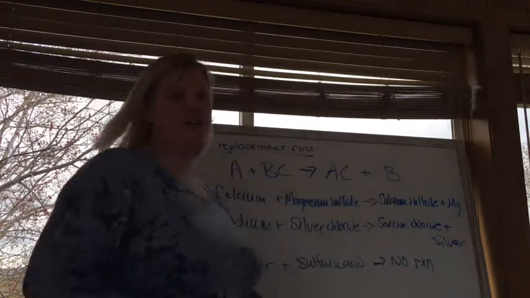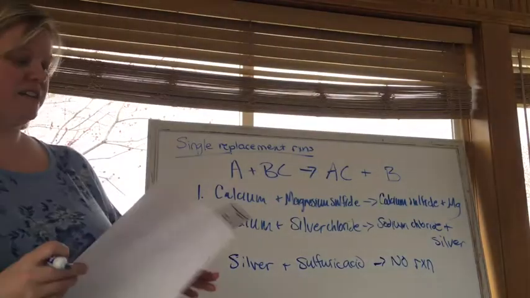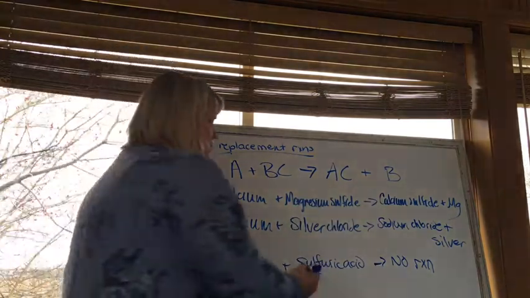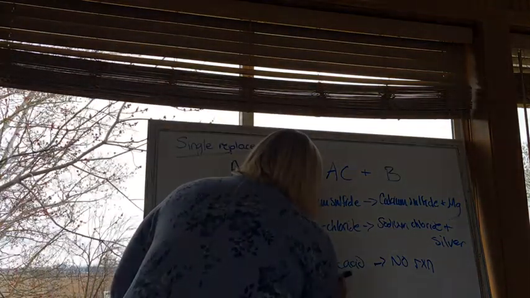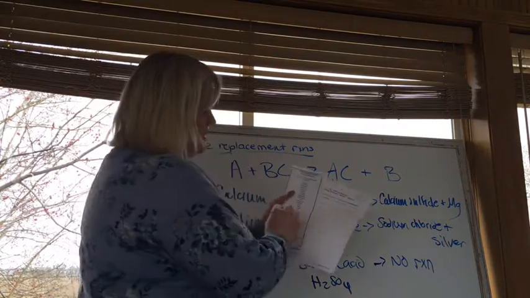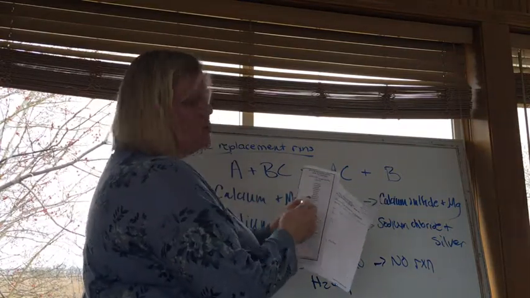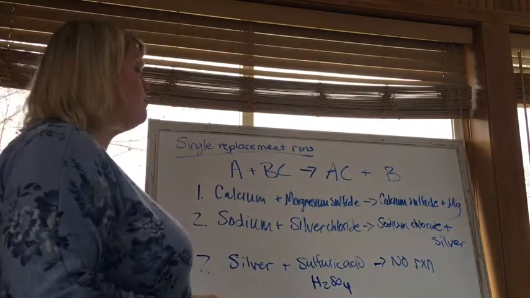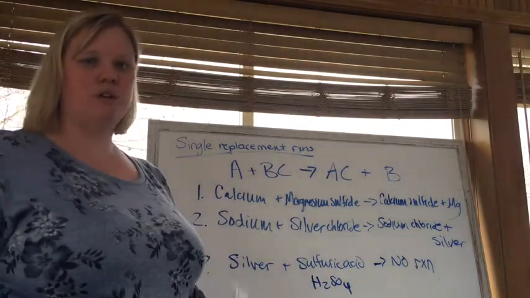But if you're still confused and you want to look at your activity series, silver's at the bottom. And what is your cation here? It's going to be hydrogen, right? Because if we were going to write out the chemical formula for sulfuric acid, it's H2SO4. And hydrogen is right here. So silver is below hydrogen. The silver will not replace the hydrogen. So no reaction would occur.